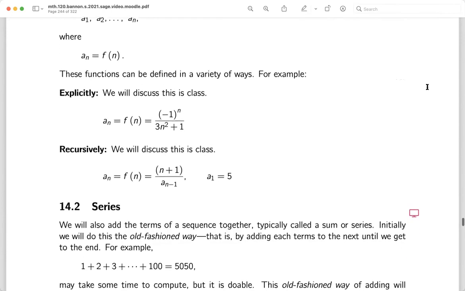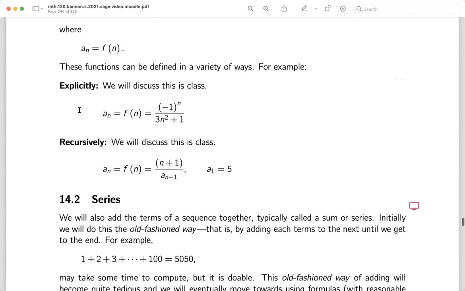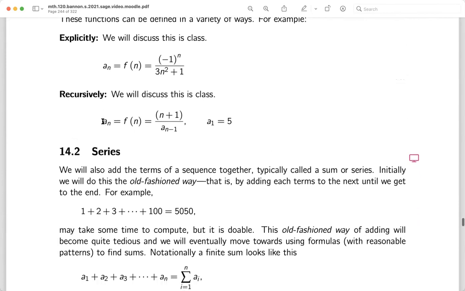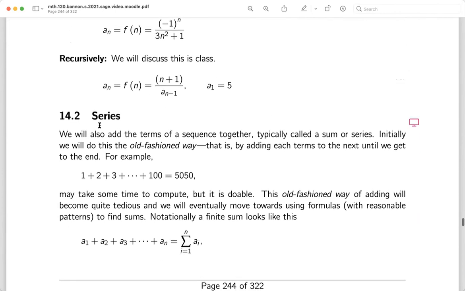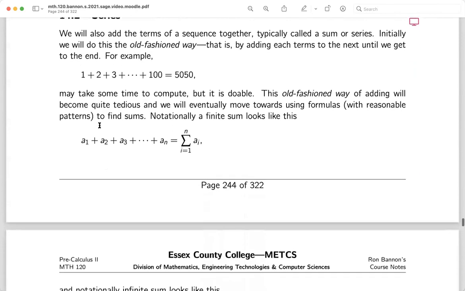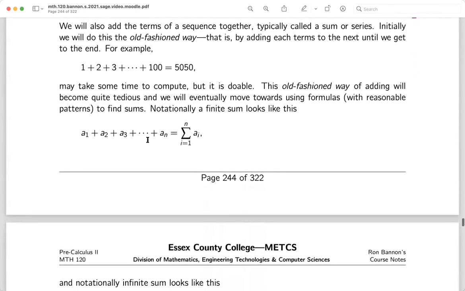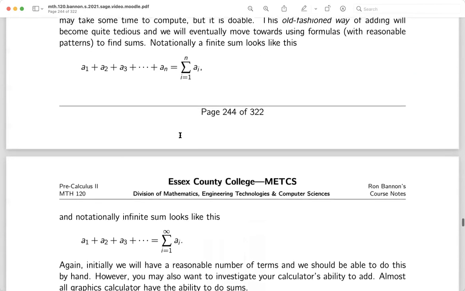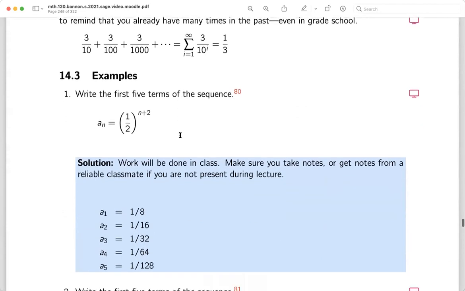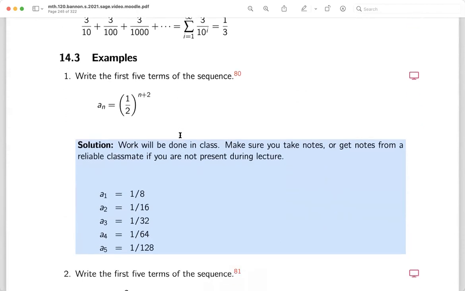All right, so we'll go through these different types over here, explicitly defined terms or recursively defined terms, and we'll go through examples certainly. We'll also talk about a series. Again, we'll talk about the difference between the word sequence and series. We'll talk about notation, which some students get confused by. Over time, though, you'll be less confused by notation once you start to become familiar with it. So we'll go through some examples, and we'll do that after the lecture.